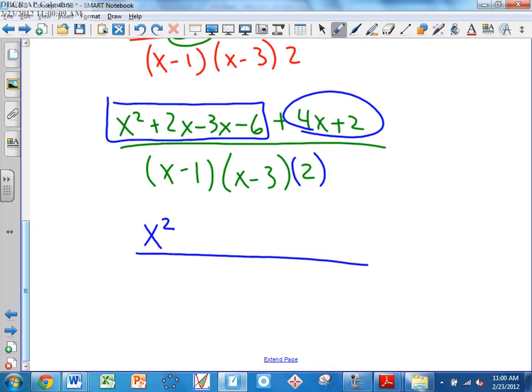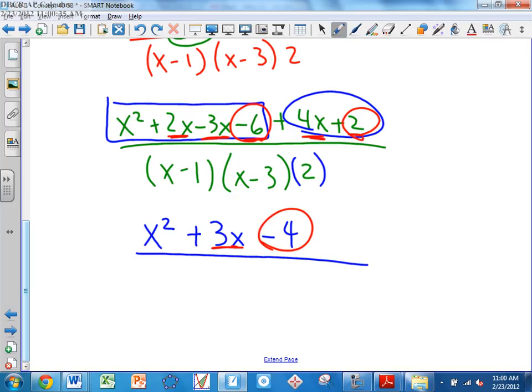X squared minus x minus 6. X squared plus 3x. Very good, Ebony. And the negative 6 and the positive 2? So, take a look. 2x and 4x really gives you 6x, doesn't it? Yeah. And 6x minus 3x gives you the 3x there. Negative 6 and 2 gives you negative 4.